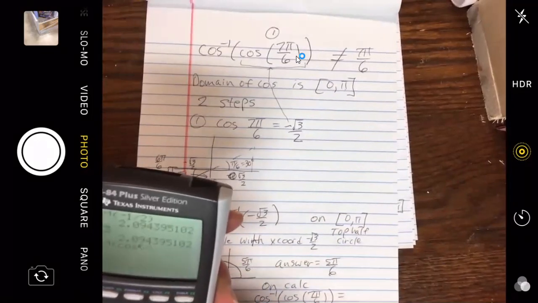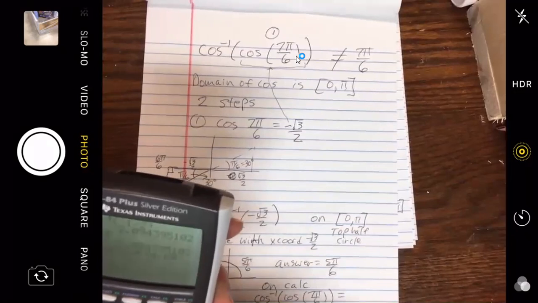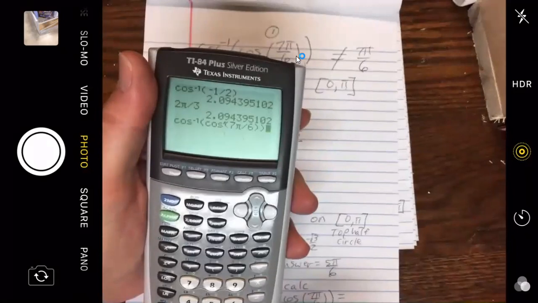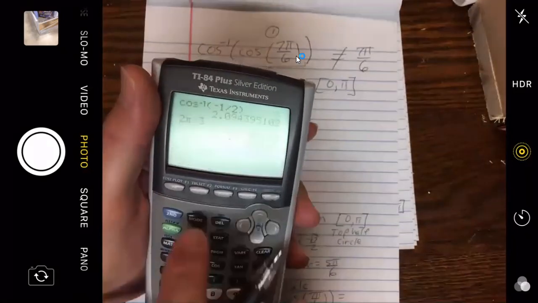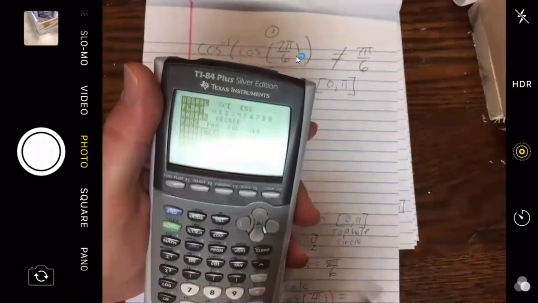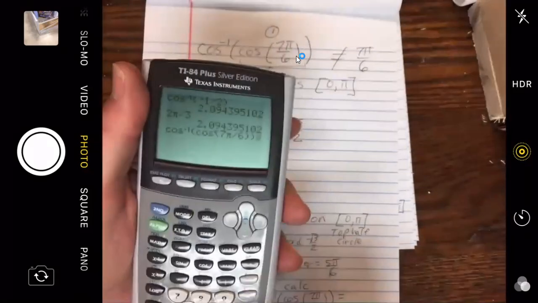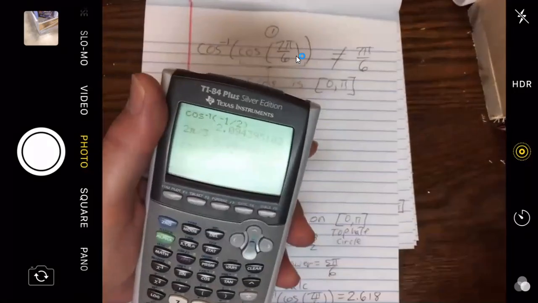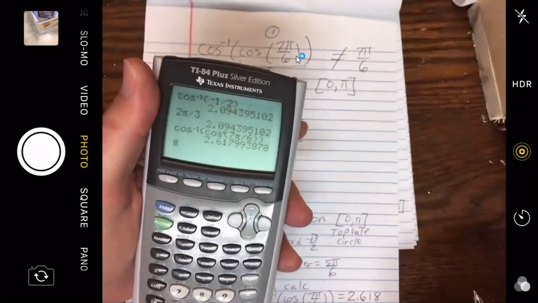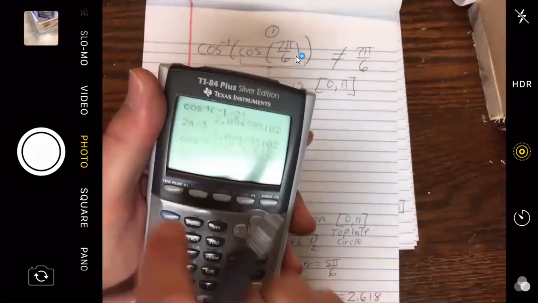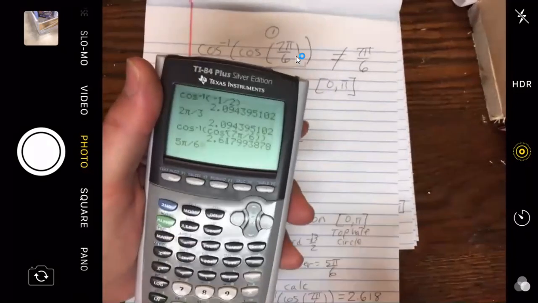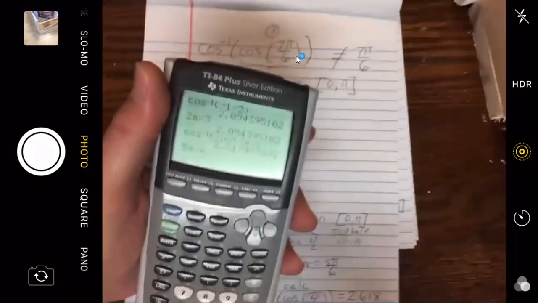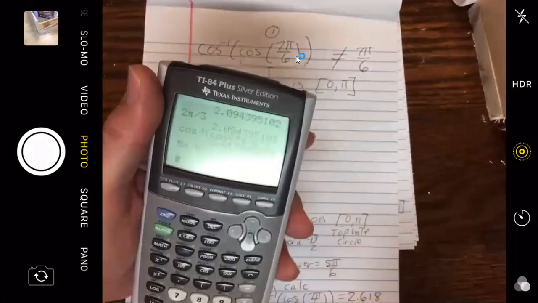Cosine 7 pi divided by 6. All right, see that? You're going to punch it exactly like it's written on the paper. I'm in radian mode. Yep, radian mode. Enter. I'm getting 2.618, we'll call it 799. All right, we're going to punch 5 pi divided by 6. I'm going to give myself a drum roll. And there you are.